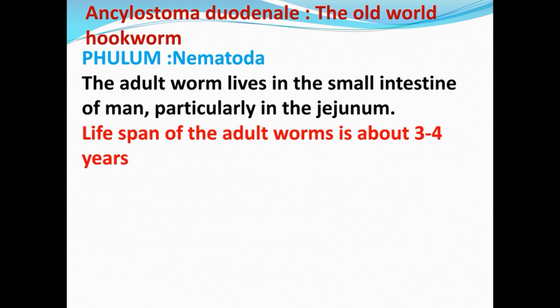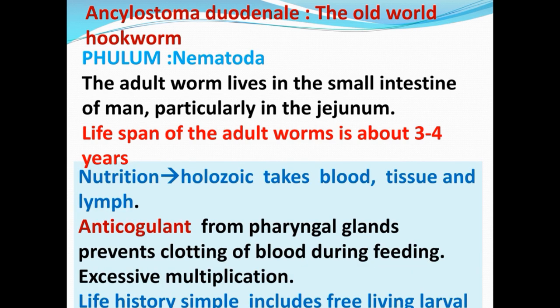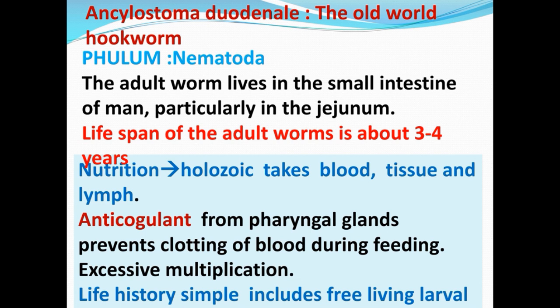Ancylostoma duodenale is also named as the old world hookworm. It belongs to phylum Nematoda. The adult worm lives in the small intestine of man, particularly in the jejunum. Lifespan of adult worms is about 3 to 4 years. Nutrition is holozoic and it takes blood, tissue and lymph. An anticoagulant from the pharyngeal glands prevents the clotting of blood during feeding. It undergoes excessive multiplication and the life history is simple as it includes a free-living larval form.